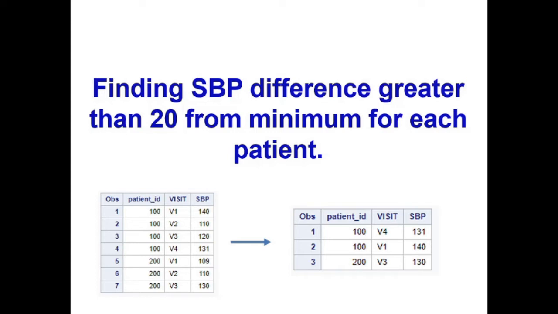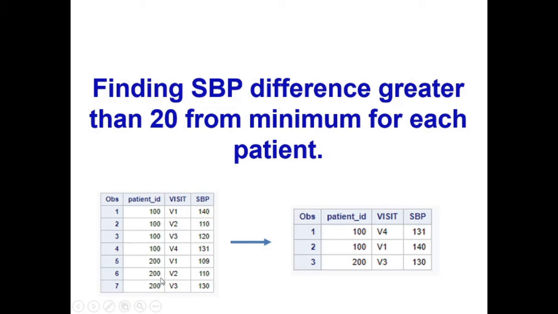Today's topic is about finding SBP differences greater than 20 from the minimum for each patient. To understand this better, let us look into the example given below. Here we have data with three columns or variables: patient ID, visit, and SBP. And we have two patient IDs, 100 and 200.